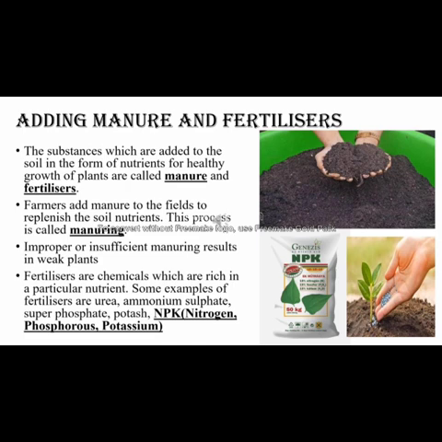And what is fertilizer? It is a chemical. It is a chemical fertilizer like nitrogen, phosphorus, and potassium. They prepare it in factories, and this is given to plants as a fertilizer. So this is the main difference between manure and fertilizers.